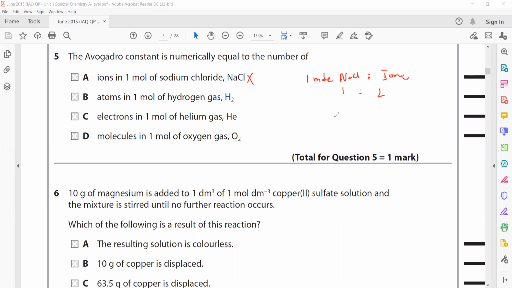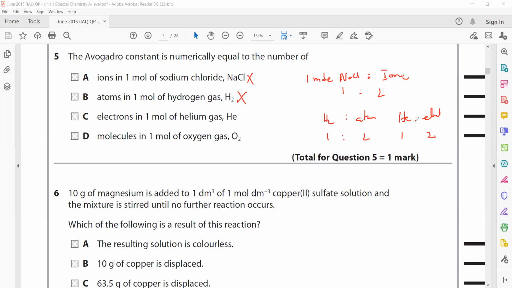Atoms in 1 mole of hydrogen. Again, when you check 1 mole of hydrogen, how many atoms are there? 1:2. So it will be twice the Avogadro number or Avogadro's constant. Electrons in 1 mole of helium. That's also wrong, because 1 mole of helium contains 2 electrons.